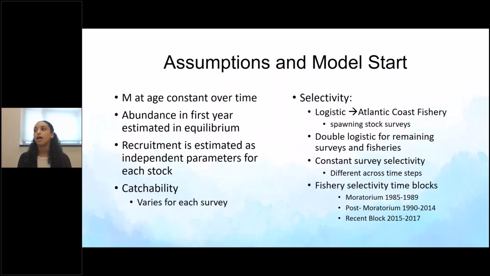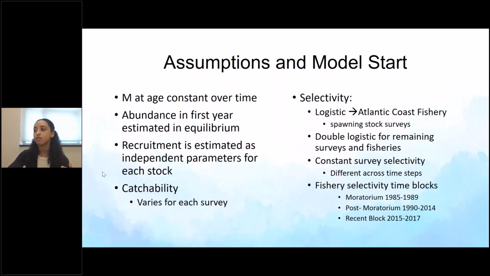Moving into how we're estimating and modeling selectivity. In this working version of the model, we have either a logistic or a double logistic function. We use the logistic function for the Atlantic Coast fishery and the 2 spawning stock surveys. And then we utilize a double logistic for the other fishery and the remaining surveys. For the survey selectivity, we have constant selectivity over time, but again, for the surveys that are across the time steps, we have different selectivities in both of those time steps.